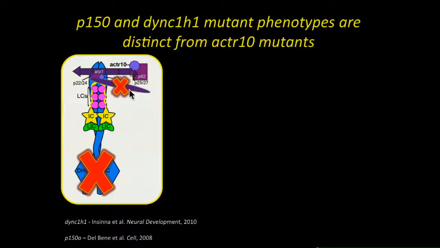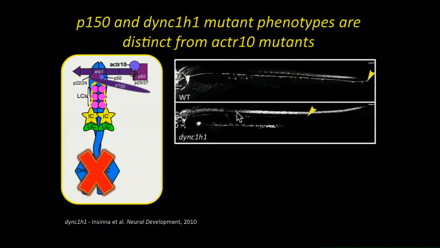And as I told you earlier, dynactin relies on P150 to interact with the dynein core complex. So if you lose P150, it should be reminiscent of loss of dynactin stability. First I'll show you what dynein heavy chain mutants look like. We cross this mutant into a neuro-DGFP transgenic, and what you'll notice when you compare it to wild type is the axons are extremely truncated and they're actually degenerating.